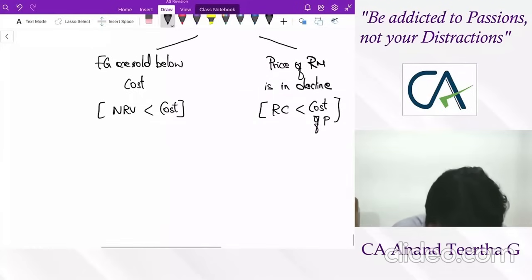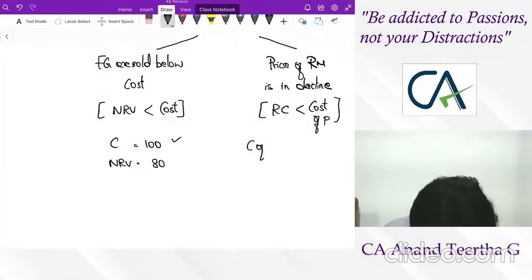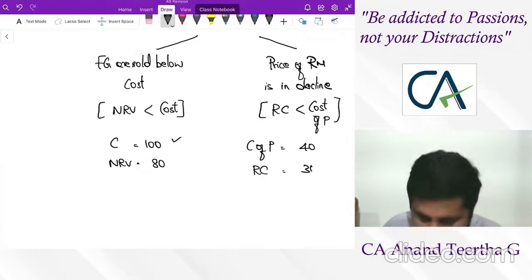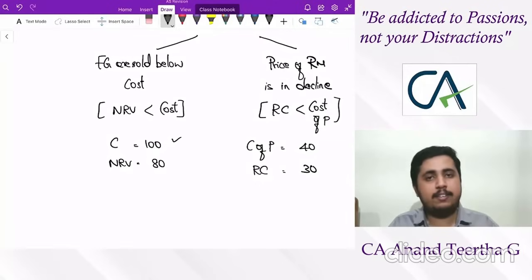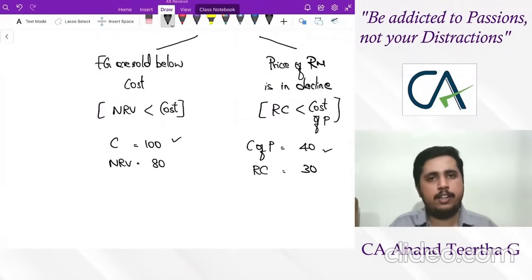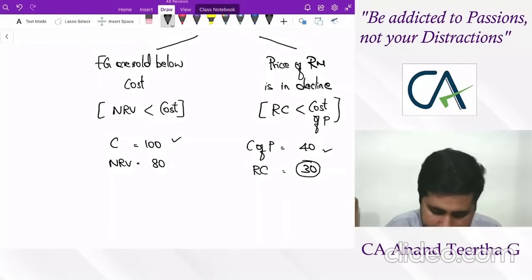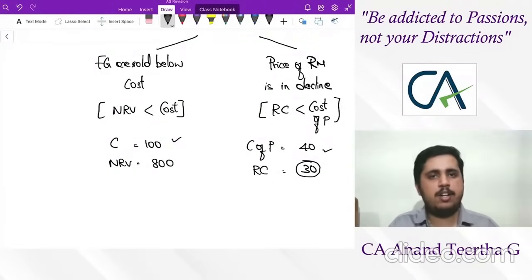Example, assume that cost of finished goods is 100 rupees and NRV is 80. Finished goods are sold below cost, which means this condition is satisfied. Assume that cost of purchase of raw material is 40 and replacement cost is 30. Again, current price is less than the previous price, raw material value is in decline, which means this condition is also satisfied. In that case, what will be the value of raw material? Replacement cost, 30. However, let's say NRV is 800 instead of 80.